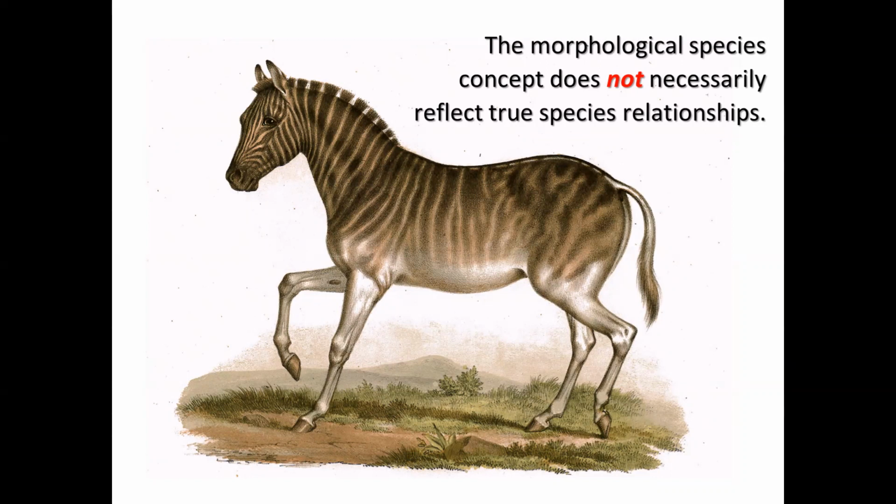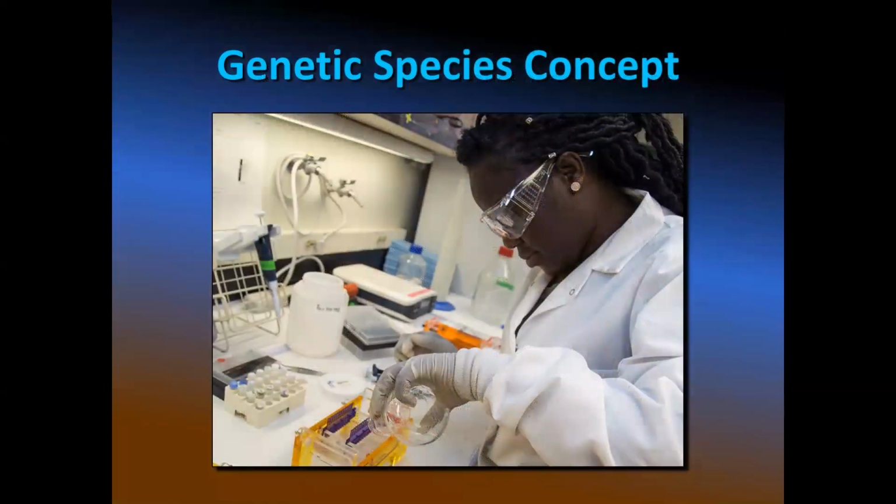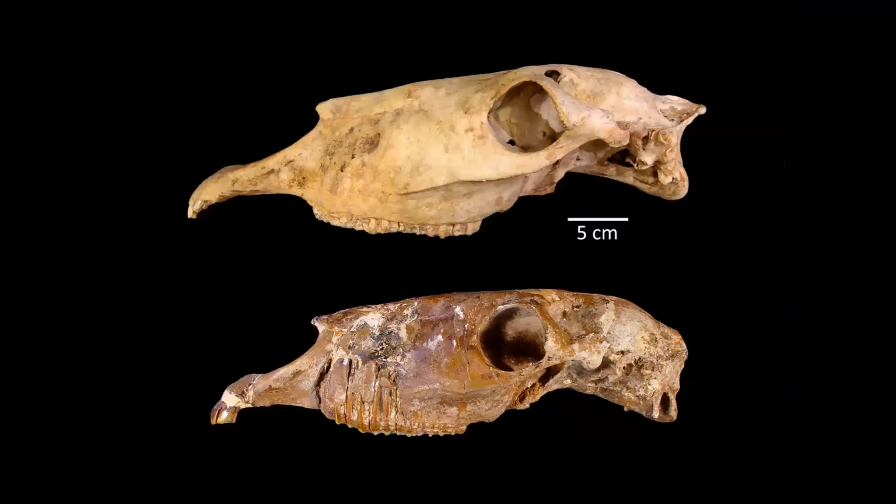So now we've talked about two kinds of species definitions, the biological species concept and the morphological species concept, and both of them have some challenges. What else can we use? Well, as we've just discussed, there's the genetic species concept, where you use genetic material, DNA, to determine the relationship between different kinds of organisms. That's how we know that quaggas are actually just plain zebras. And so this would appear to be a very useful tool.